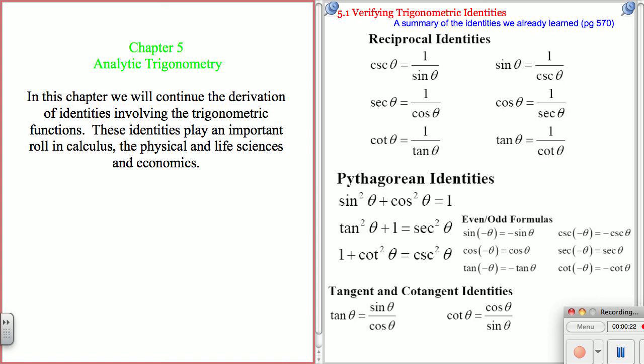We'll talk in a minute about what it means to verify an identity, but first, I just want you to pause your video and take a second and review the identities that are listed on the right side of your screen. You have all those identities already somewhere in your notes. They're also on page 570, and I expect that you are able to recall these at any given second. So these are identities that you really need to know always. So go ahead, pause your video and review them.